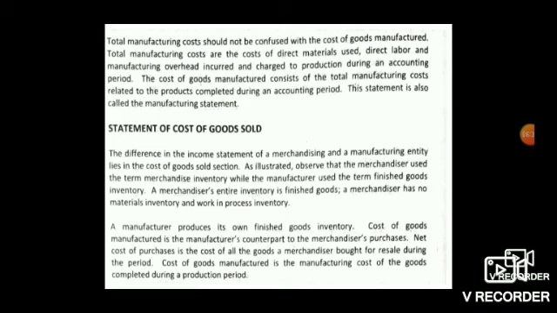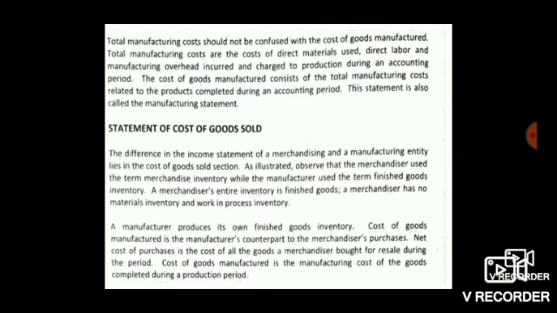So the total manufacturing cost should not be confused with the cost of goods manufactured. The total manufacturing costs are the cost of direct materials used, direct labor, and manufacturing overhead incurred and charged to production during an accounting period. The cost of goods manufactured consists of the total manufacturing cost related to the product completed during an accounting period. So this statement is also called the manufacturing statement.